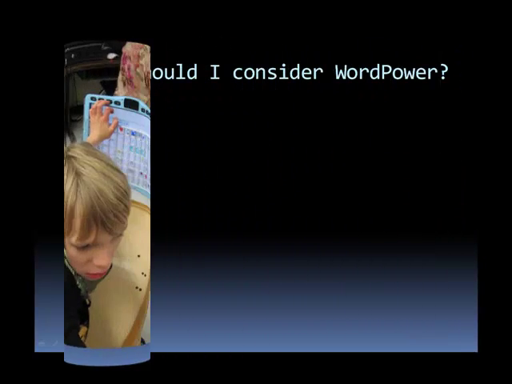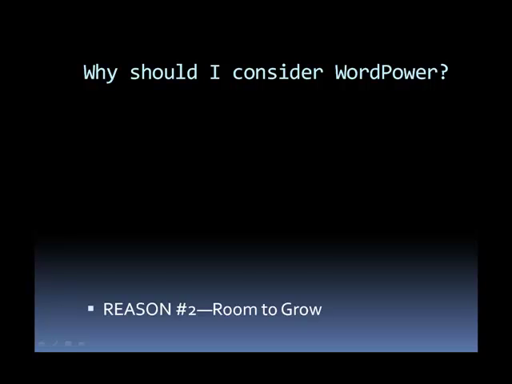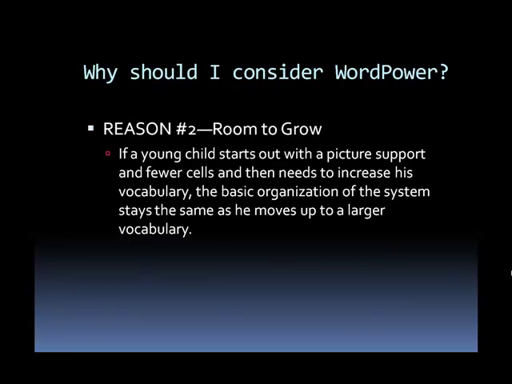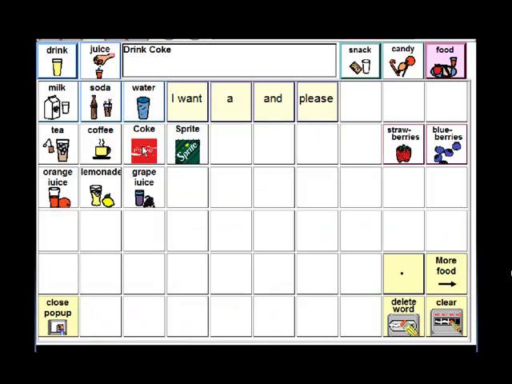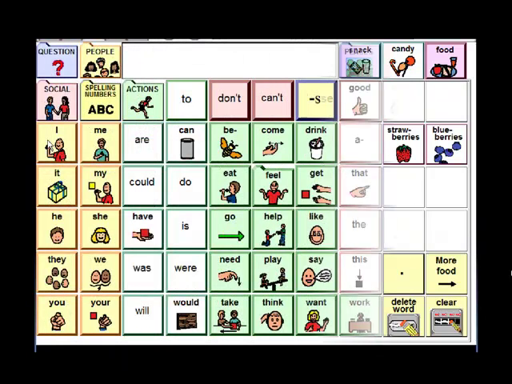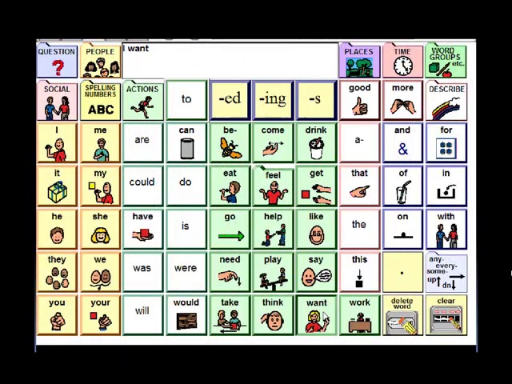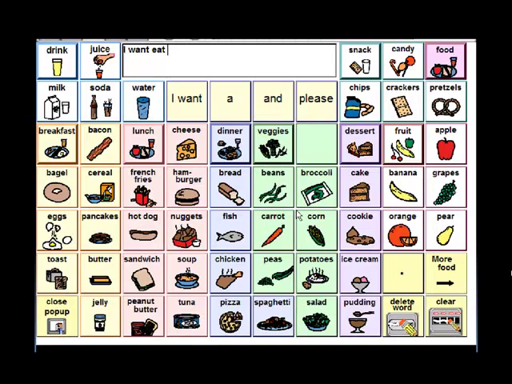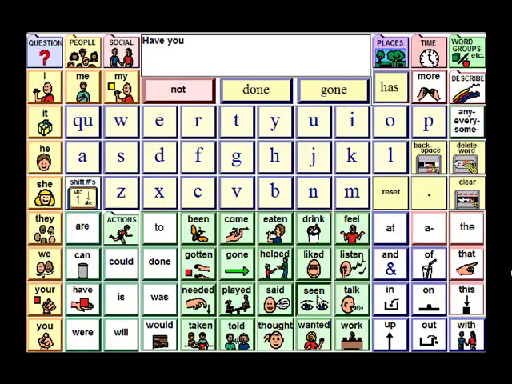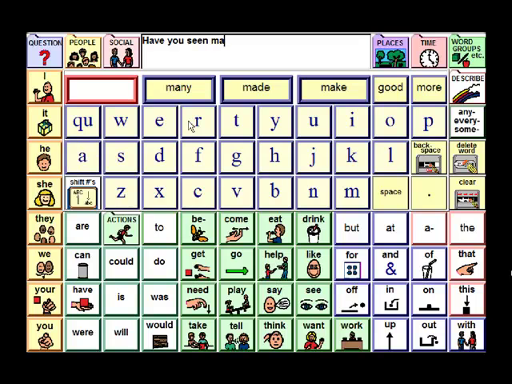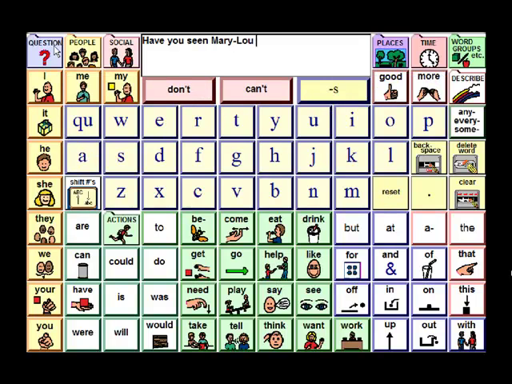Reason number 2, room to grow. Let's say you're thinking of a child who is just at the emergent literacy level and may initially need picture support. The child can start out using picture Wordpower with fewer cells, then, as his literacy level improves and his vocabulary increases, instead of having to learn a whole new system, he can move up to a higher level of Wordpower, perhaps with the on-screen keyboard.